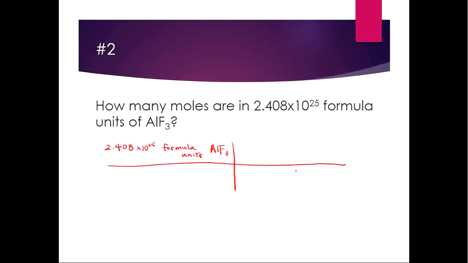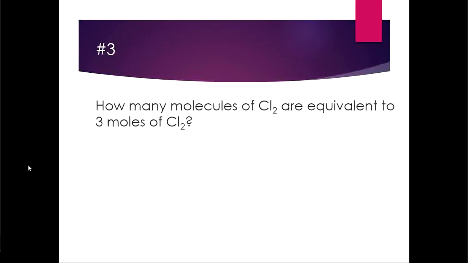And what do you do next? You copy down the unit and what's going to go on top. Again, formula units can only be equal to one thing, and that is the mole. So we write mole of AlF3. How many moles? 1 mole is equal to 6.02 times 10 to the 23. Like units cancel out. And our answer is 40.00 moles of AlF3.